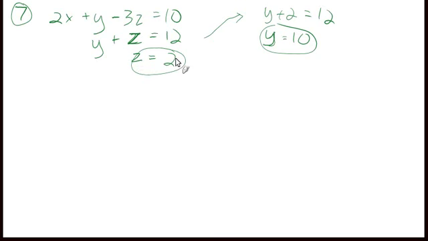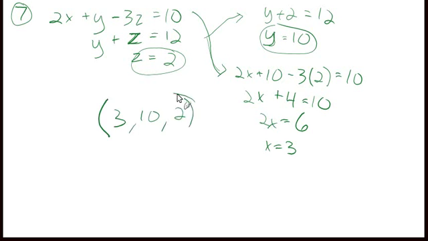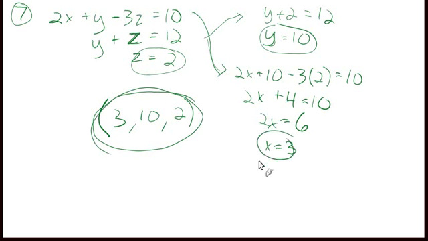And let's put y and z into this equation. 2x plus y, which now we put as 10, minus 3 times 2 equals 10. 2x plus 10 minus 6, so 10 minus 6 would be a positive 4. 2x equals 6, x equals 3. So our solution is 3 for x, 10 for y, 2 for z. Remember, this is the final answer, like this. Not scattered all over the place and just circled, but finally put into this form. That's your final answer.